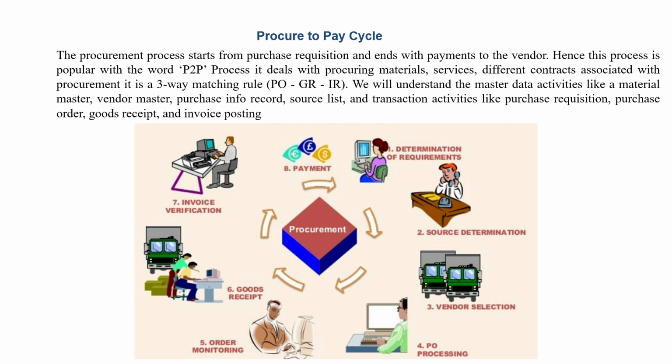Then they will do the invoice verification, where we cross-check that the PO and GR have the same quantity that we ordered and the same material. They will cross-check the price, material, and everything, and then it will be sent to the finance team. The finance team will do the payment. So this is the procure to pay cycle, the P2P cycle.